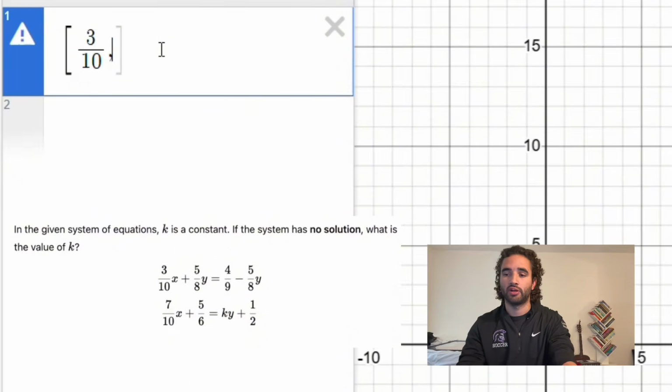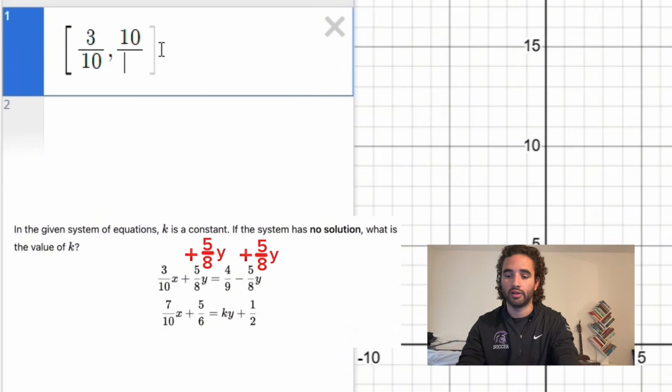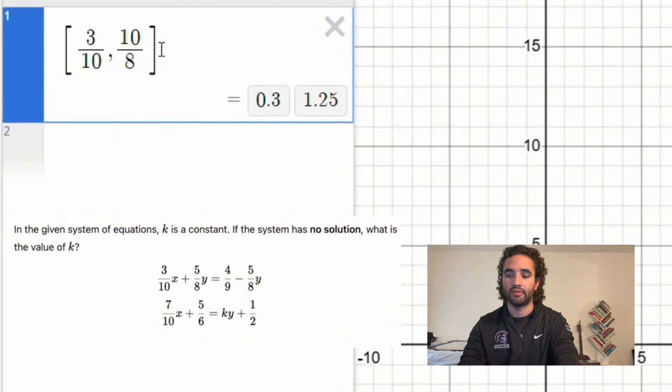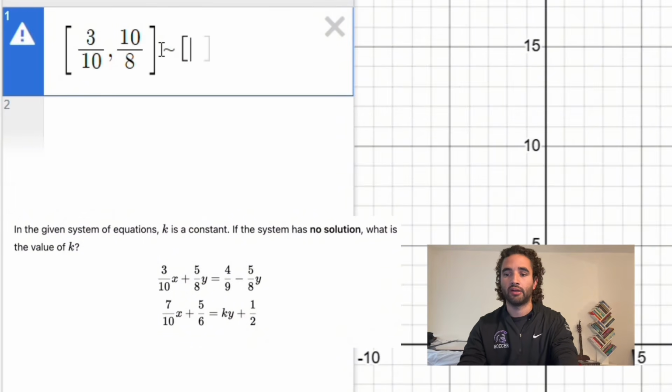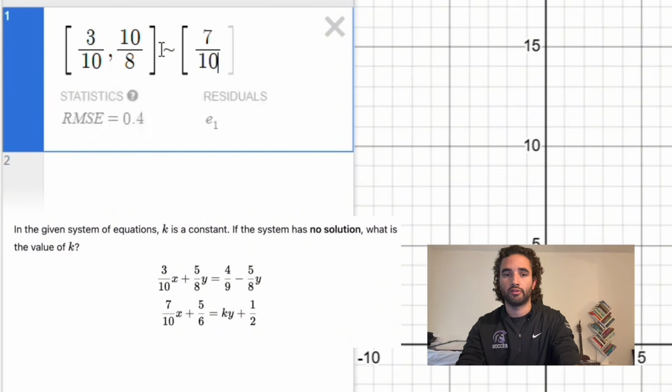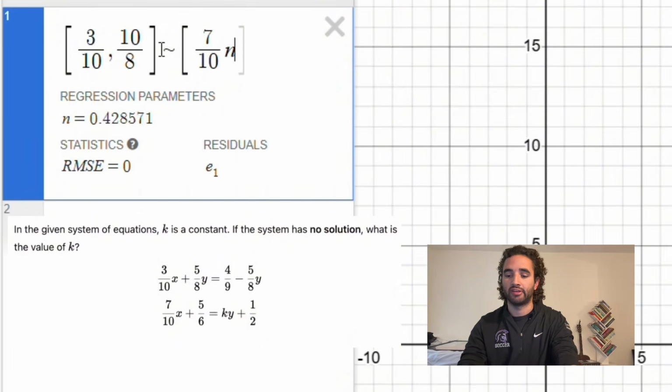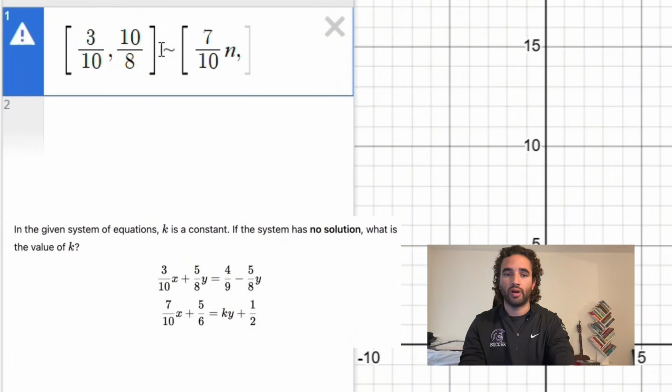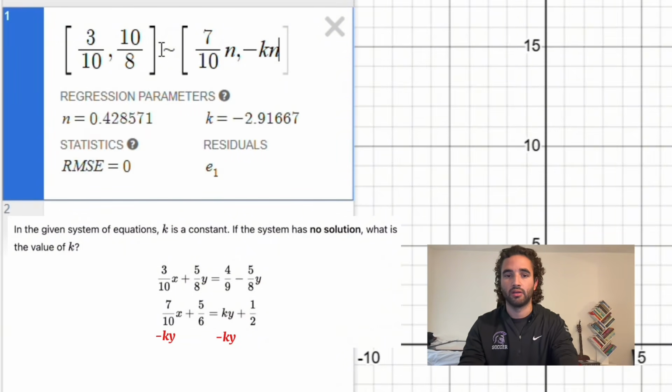Our y value, we're going to need to combine here. So if I add 5/8 on both sides, I'm going to end up with 10/8 as my y value. So that's it for my first bracket. On the second bracket, our x term is 7/10, so that can be that, multiplied by our scale factor, which we can't forget. And then our y terms, since we brought all the y's to the left side of the equation, then we should do the same here, which makes this negative k times n.